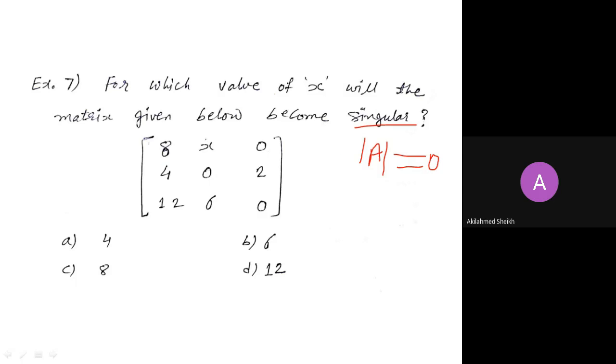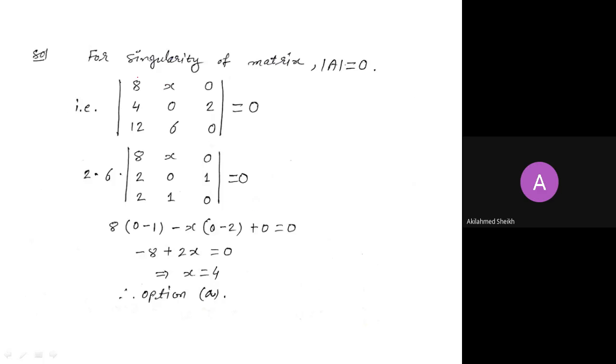Now, to find the value of x, first of all we have to find its determinant. The given matrix is 3 by 3: 8, x, 0; 4, 0, 2; 12, 6, 0. So, for singularity of the matrix, we assume the determinant of A equals 0. This is the matrix in determinant form.